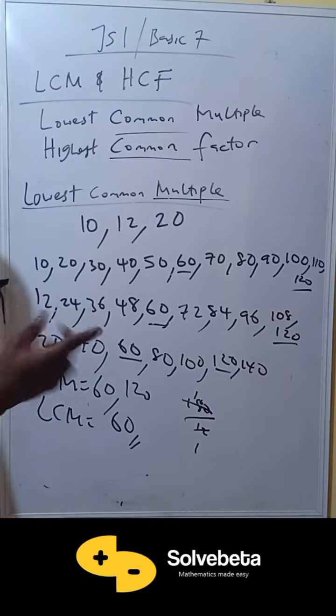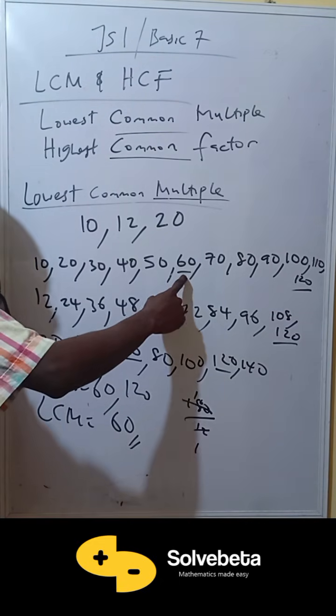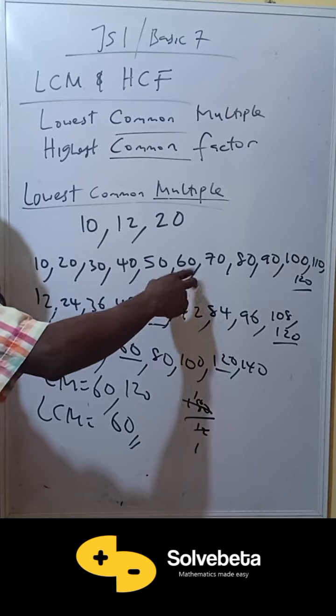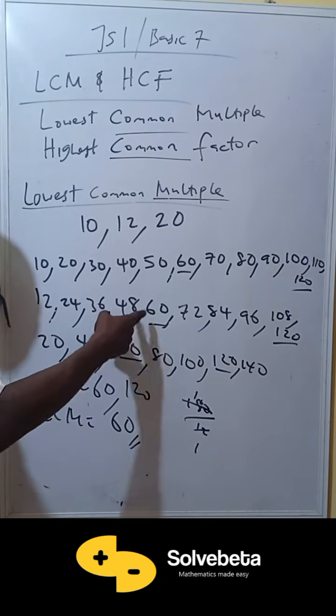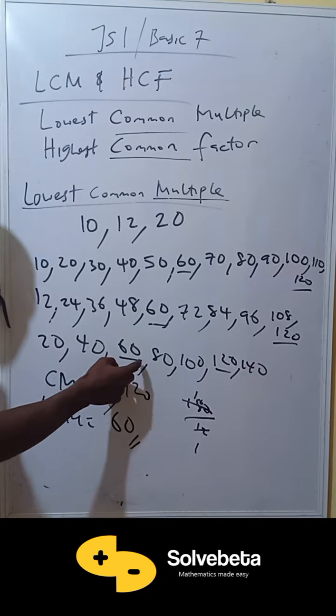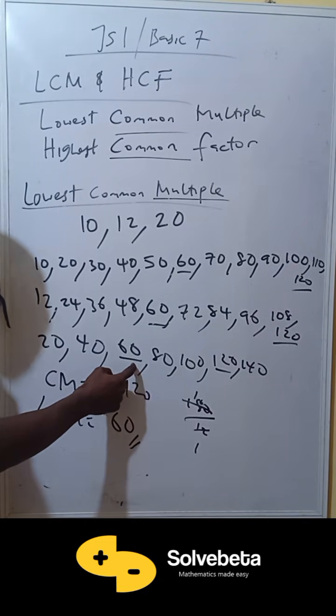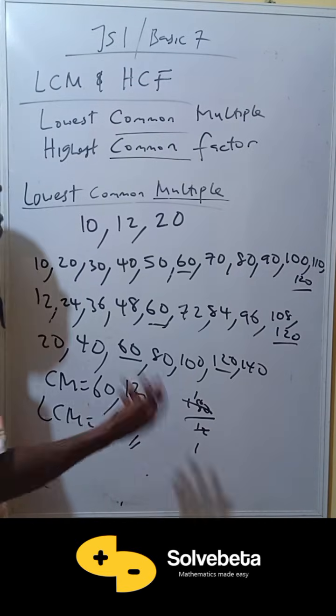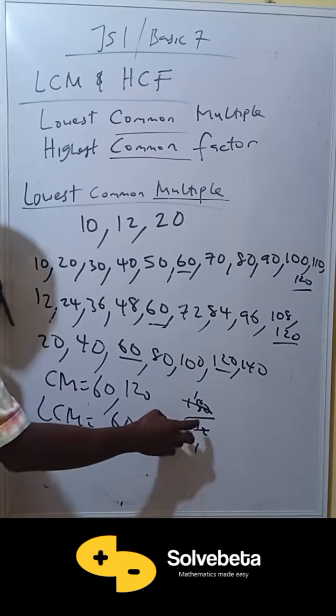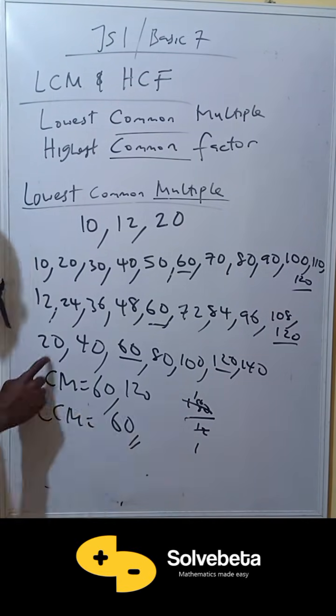I've shown you: I've used 1 times 60, and I've used 2, 60 times 2, 120. 120 is a multiple of 10, 120 is a multiple of 12, and 120 is a multiple of 20. Let's go to 3. 60 times 3, 180. 180 is a multiple of these. I've shown you that 180 can be divided by these.